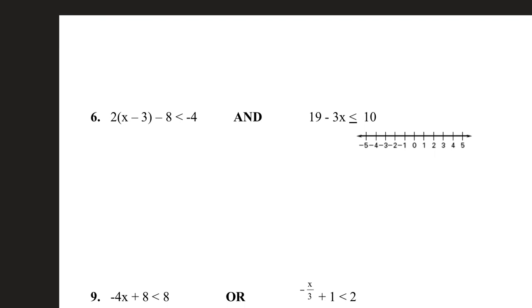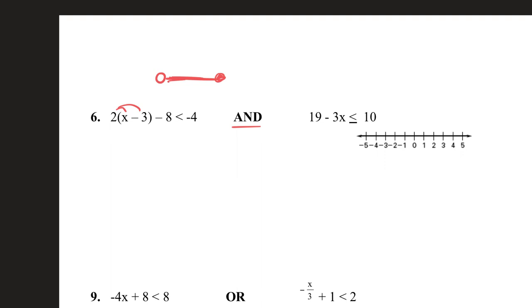Now, what type of compound inequality is number 6? Well, obviously it's an and, right? So we know the shape is going to be something like this. Okay, we know it's going to look something like that. What we have to do first, we have to solve them, right?